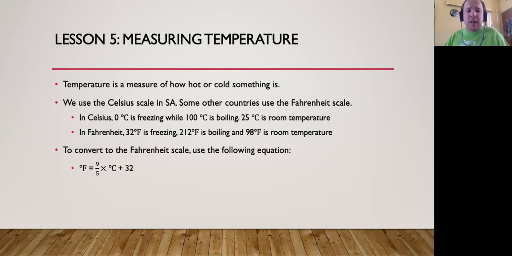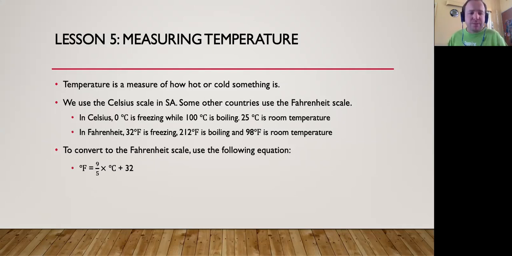Right, now, in America and Britain, we have what's known as the Fahrenheit scale. They use a different scale to us called Fahrenheit. In their scale, 32 degrees Fahrenheit is freezing, 212 degrees Fahrenheit is boiling point, and 98 degrees Fahrenheit is room temperature. So if you get a big number, you would know it is boiling, whereas a small number would be more freezing.